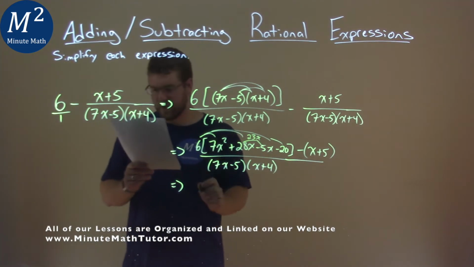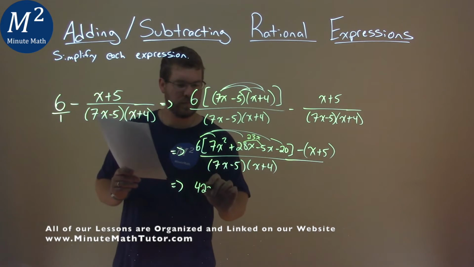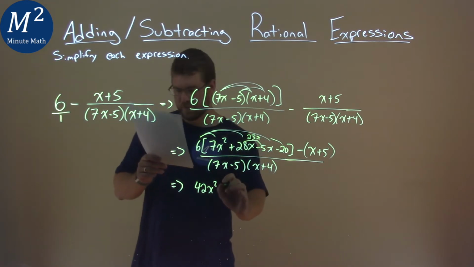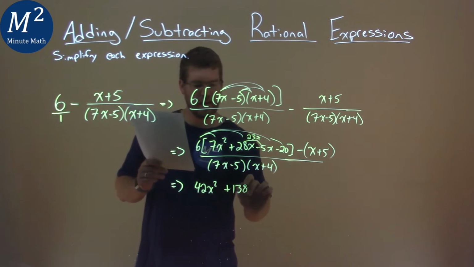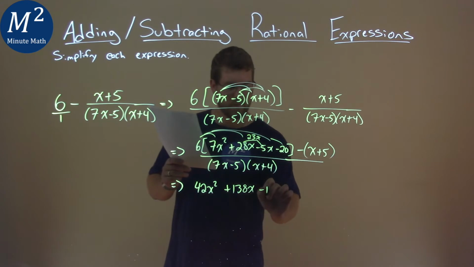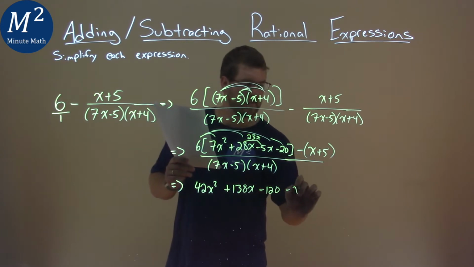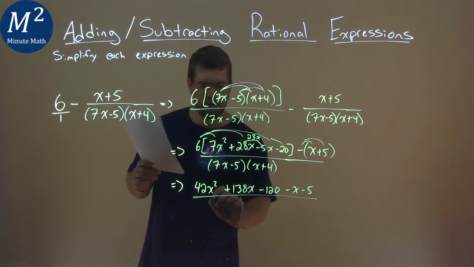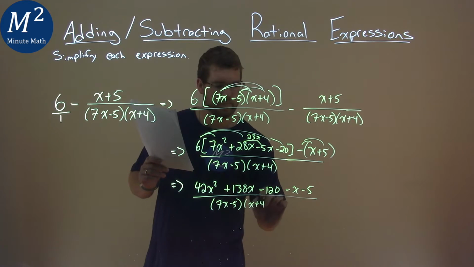So 6 times 7x is a 42x squared. 6 times a 23x is a 138x. Then 6 times a negative 20 is a negative 120. Then we still subtract an x, distribute that out, and subtract a 5. All over that big old denominator, 7x minus 5 times x plus 4.